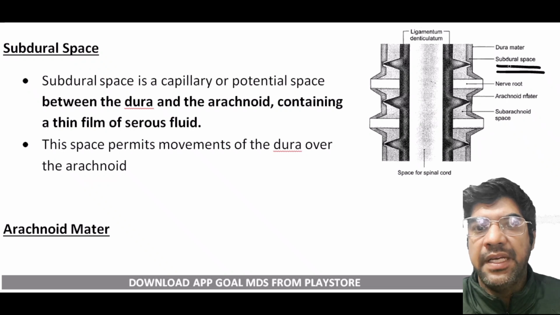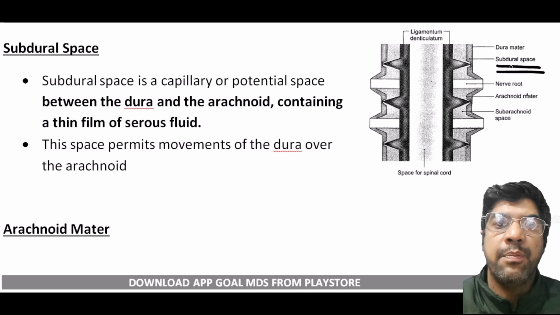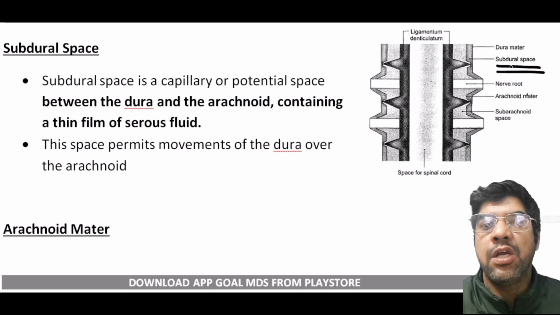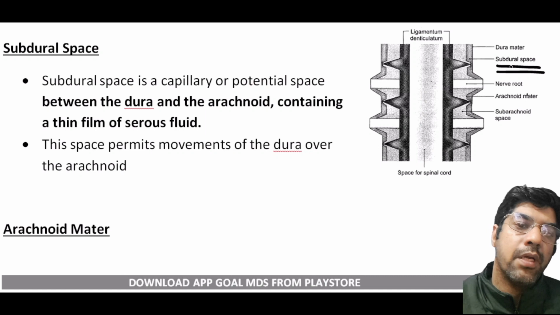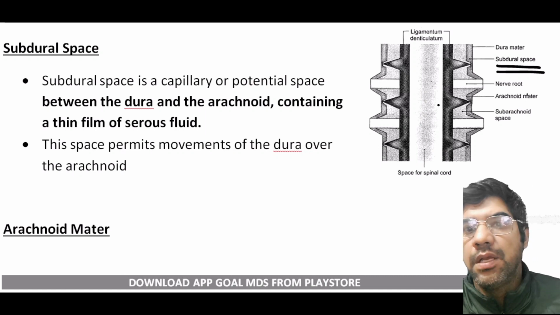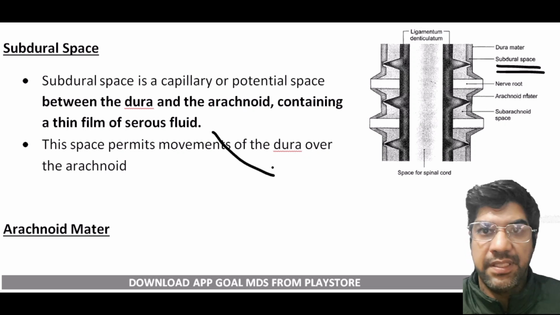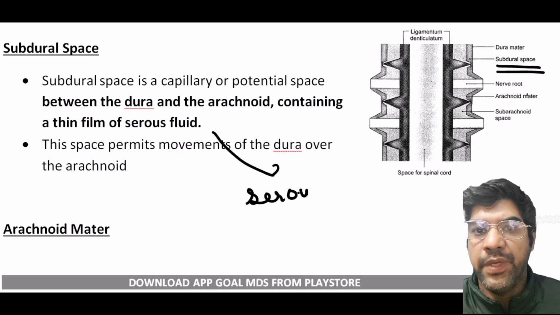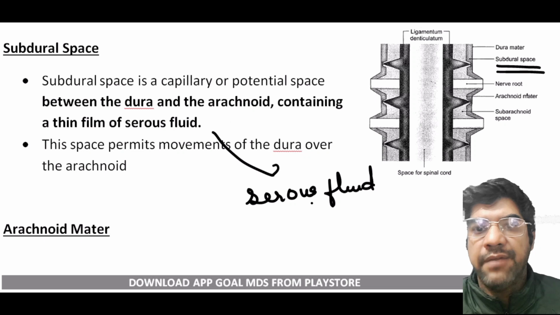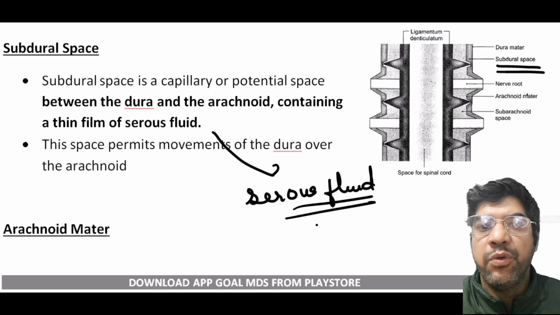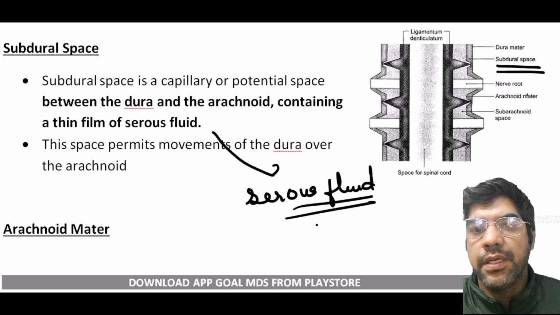So this space contains capillaries and a small amount of fluid that provides protection and lubrication to the spinal cord. Now the subdural space contains a thin layer of serous fluid that permits the movement of the dura mater over the arachnoid.